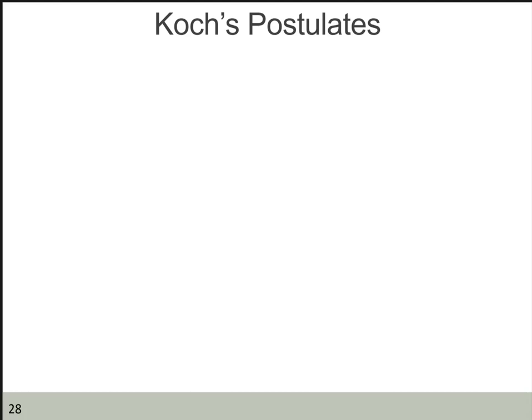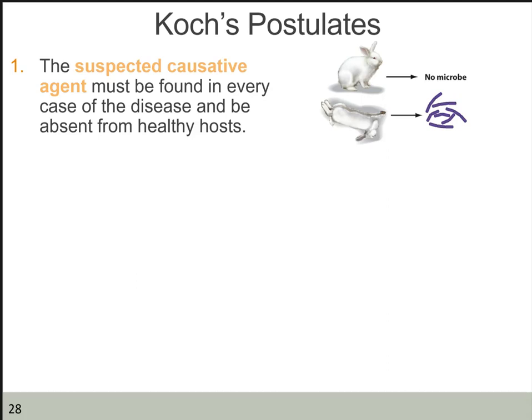Okay, so let's think back to the first or second lecture in which we discussed Koch's postulates. Koch's postulates are basically a set of steps used to determine whether or not a microbe can cause disease or is the cause of a disease. The first step is that the suspected causative agent must be found in every case of the disease and absent from healthy hosts. In this case, we're talking about microbes. So if there is a microbe that is not found in healthy hosts, but is found in every host that has a particular disease, then it's a suspected causative agent.